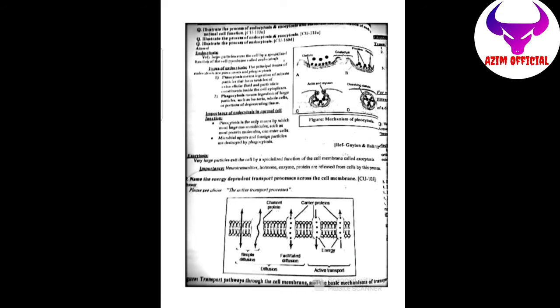This is the ingestion of large particles such as bacteria, whole cells, or portions of the degenerating tissue. So this is phagocytosis. Phagocytosis is done to large particles like bacteria, whole cells, or even portions of the degenerating tissue. Do you know what is degenerating tissue?